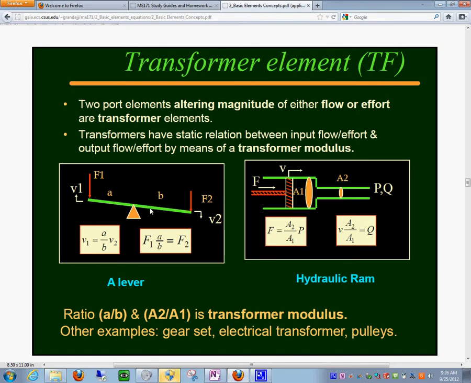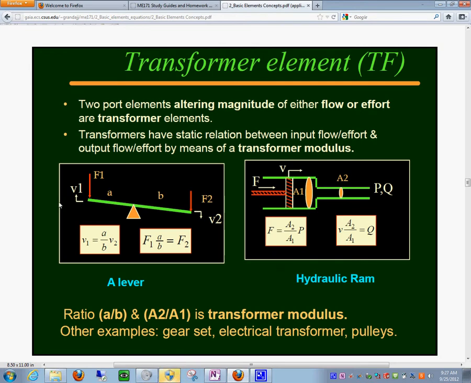And of course this one too is a transformer, because it transforms the force here into a pressure here, and transforms the velocity here into volume flow rate. So whenever there is that relationship between the effort and the effort, the flow and the flow, you have this element called the TF.